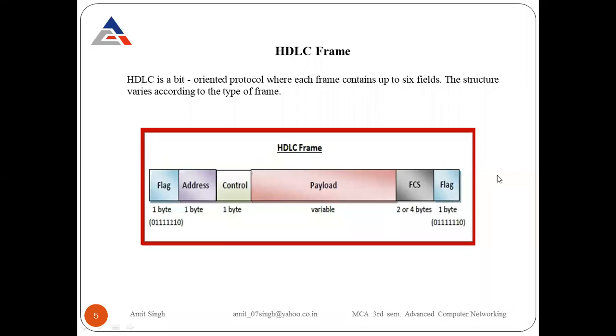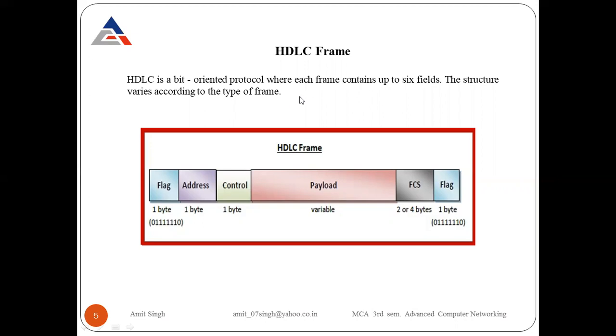Frame means we send the data in the form of frames, and a frame has a particular frame format. Whenever we are using the HDLC protocol, it also has a frame format. So HDLC is a bit-oriented protocol where each frame contains up to 6 fields. The structure varies according to the type of the frame. Now, it is a bit-oriented protocol, and the HDLC frame contains up to 6 different fields, and the structure of the frame varies according to the type of the frame, that is, which type of frame we are using.